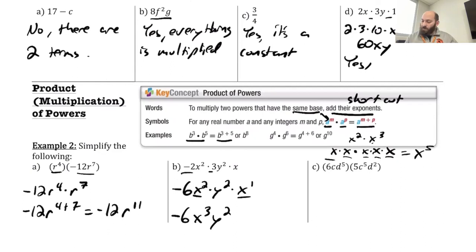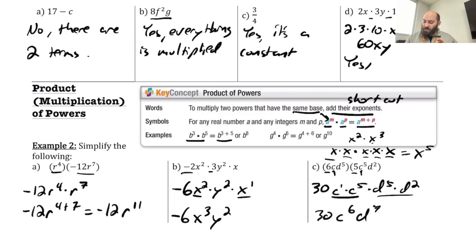All right, and then part C, same ideas. 6 and 5 can come together, so multiply that to 30. Okay, then I've got c to the first times c to the fifth, and then d to the fifth and d squared. So these two can go together, and that's going to give me c to the sixth power. And then these two go together, so that's 5 plus 2 is 7. All right, d to the seventh power.